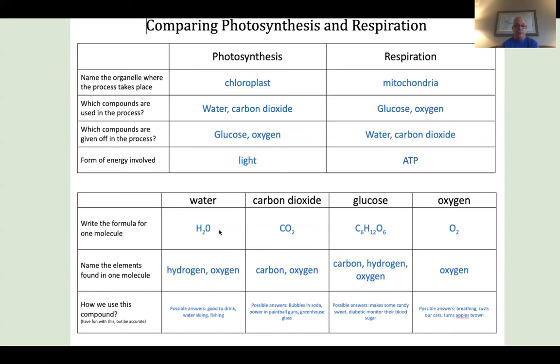Then we're going to ask students to write the formulas for these four compounds: water, carbon dioxide, glucose, and oxygen. Pretty straightforward. And then just name the elements that are there. And then the fun part down below, give us examples of how you use it. So I use water to go water skiing, or I use carbon dioxide to make my soda pop bubble. I like glucose to make my cereal sweeter, and some of my best friends breathe oxygen.